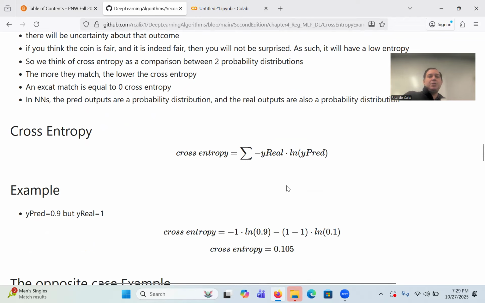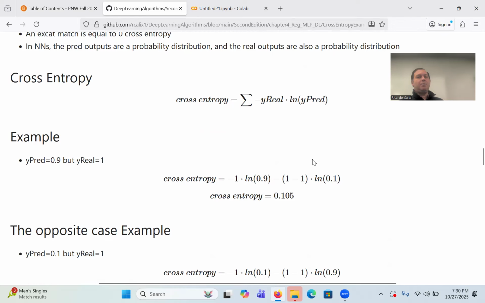So here's the actual equation. And if you notice, it is exactly the same as entropy, except that before this was P and this was P. Now this is the P of Y real and the P of Y pred. That's the difference. So essentially they're the same. So we can compare, right? Because they're both measuring this probability, but one is of the real data, one is of the predicted.